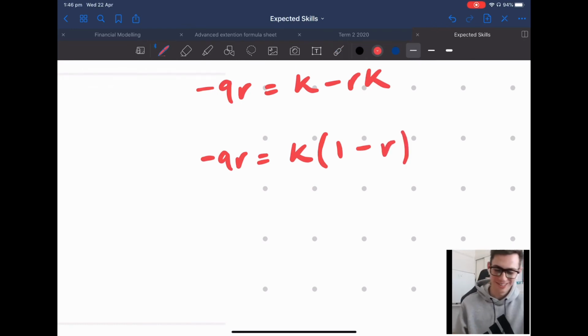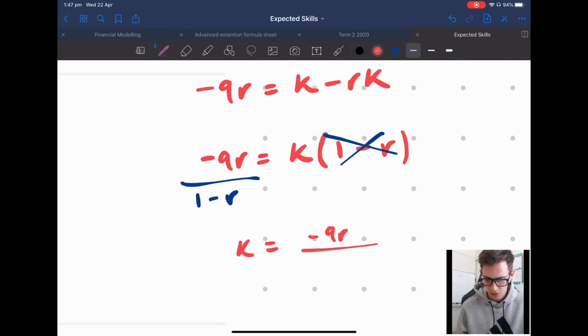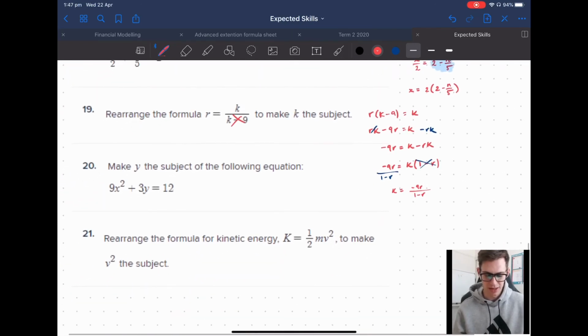One step left, we're almost done. This is now K times, okay? I want to get K by itself, so I need to divide by this whole 1 minus R. And that's my answer. I get K equals minus 9R on 1 minus R. Now, if that's something you aren't too sure on, feel free to skip that one. It is not the end of the world.